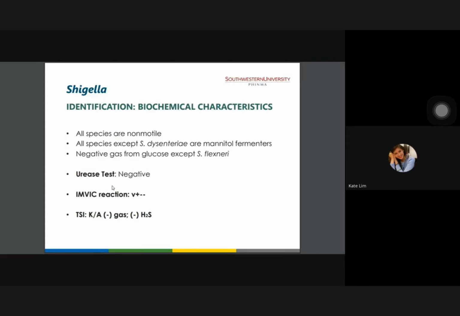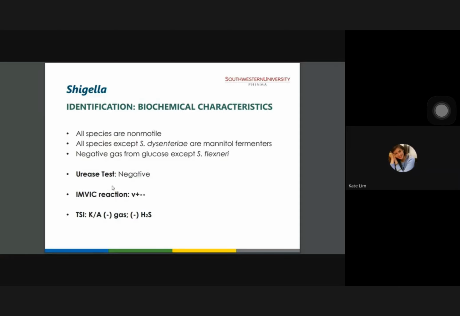So mannitol fermentation is very important in differentiating Shigella dysenteriae from other species of Shigella. All species of Shigella are mannitol fermenters except Shigella dysenteriae, which is a non-mannitol fermenter. They are also negative for gas, meaning they cannot produce gas.